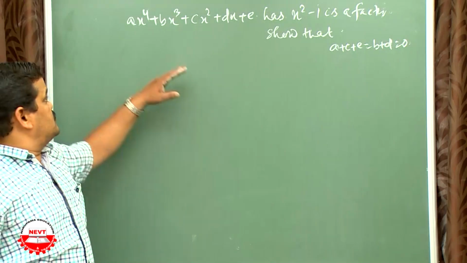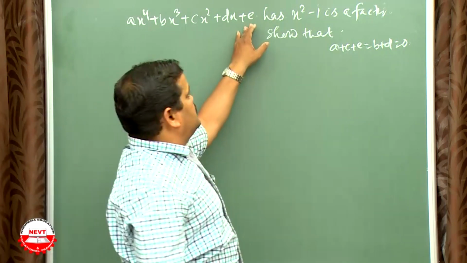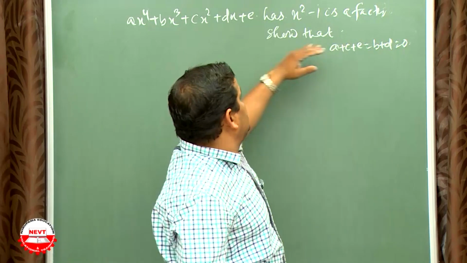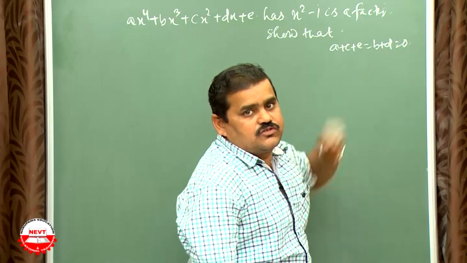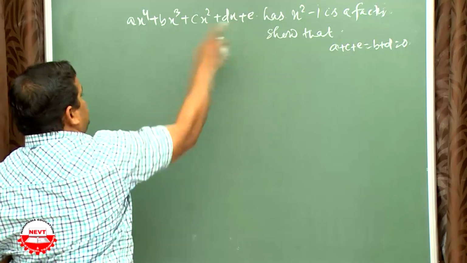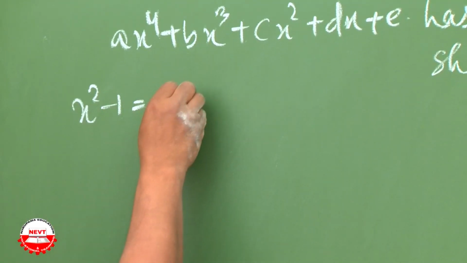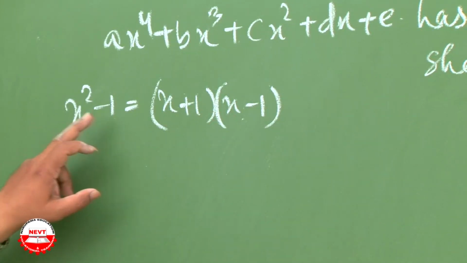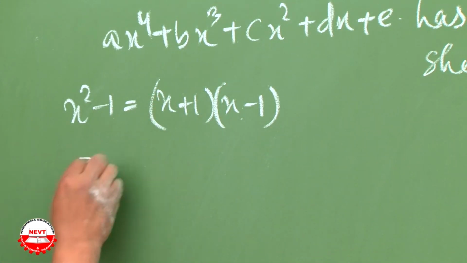Come to the next important question. x^4 plus bx cube plus cx square plus dx plus e has x square minus 1 as a factor. Then show that a plus c plus e is equal to b plus d is equal to 0. So first look there, x square minus 1 is a factor. That means x square minus 1 is x plus 1 into x minus 1. That is a square minus b square, a plus b into a minus b. Okay. So what are the zeros?